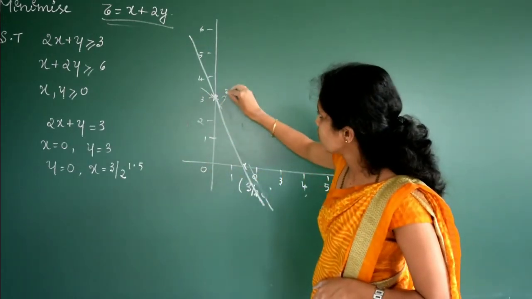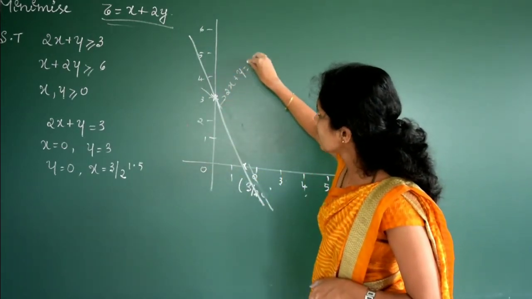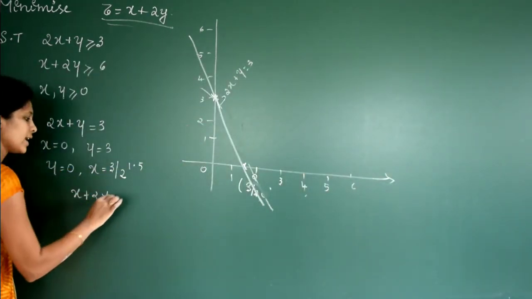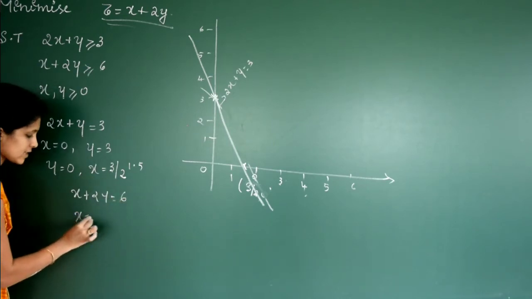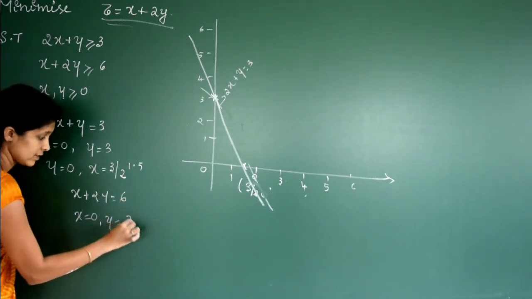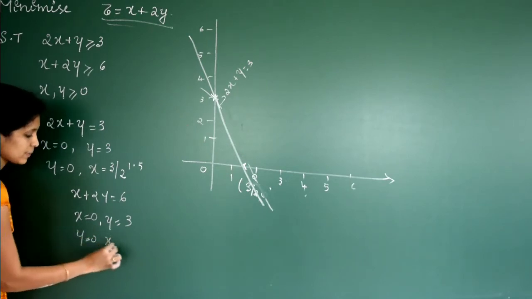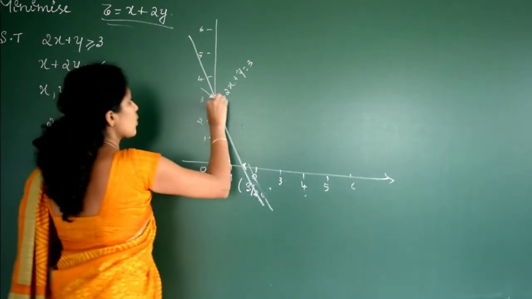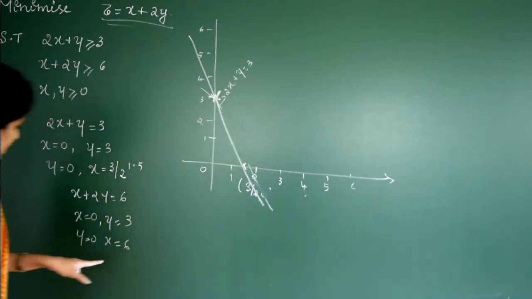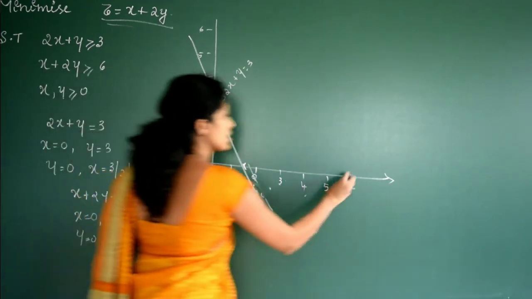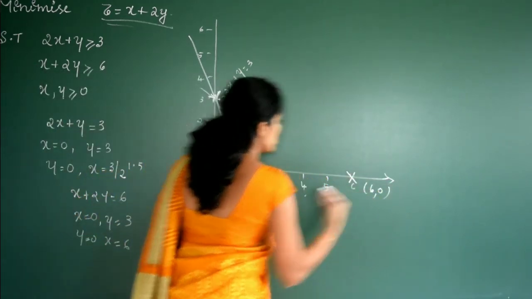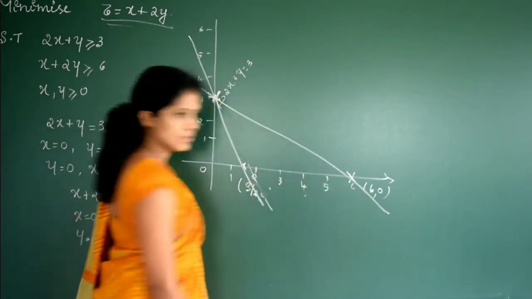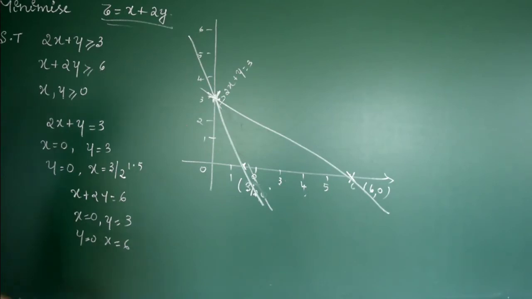So this is 2x plus y is equal to 3. Now the second one, x plus 2y is equal to 6. When the value of x is 0, y will be 3. When y is 0, x will be 6. So points are x is 0, y is 3, the same point, and next, x is 6 and y is 0. So this is the second line. Is it clear?